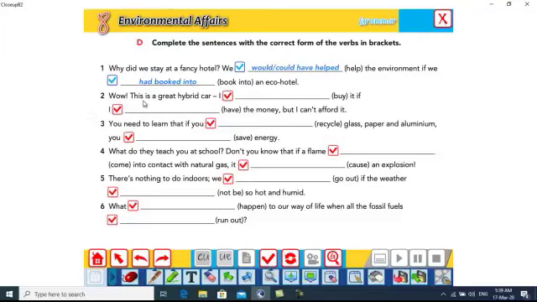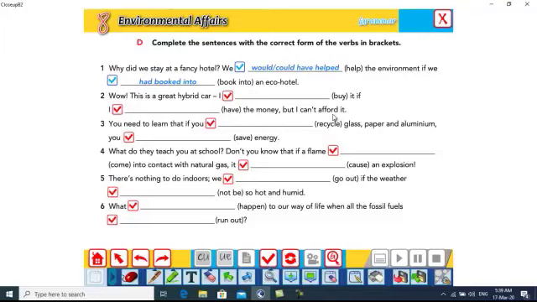Wow, this is a great hybrid car. Of course, you know this word. A hybrid car is a kind of car that uses two kinds of energy to work. Wow, this is a great hybrid car. I (buy) it if I (have) the money, but I can't afford it.